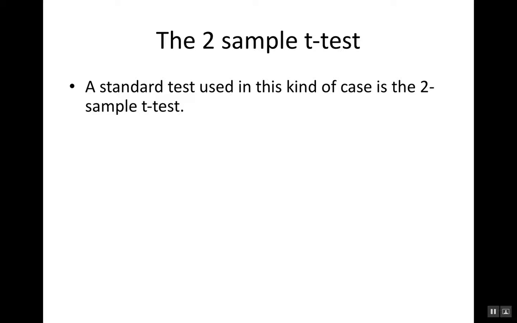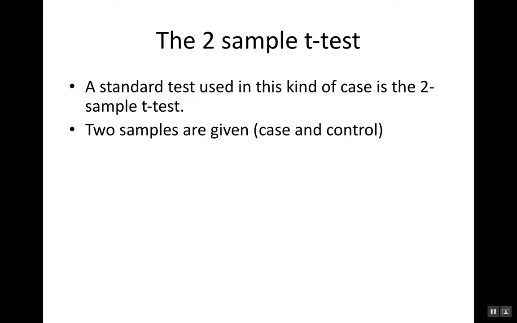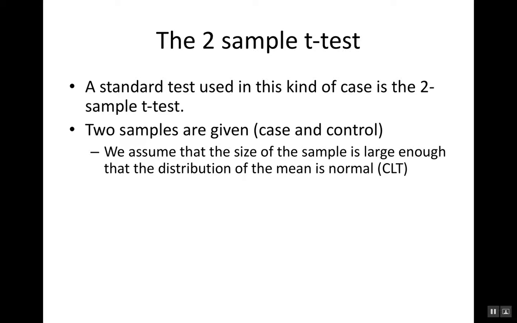The kind of hypothesis test that we're using here is the two-sample t-test, which we talked about briefly before. And it's a test to compare the means of two samples. So these two samples are given, the case and the control. And the assumption is that the sizes of the samples are big enough that we can assume that the distribution of the mean of the average is normal, central limit theorem.